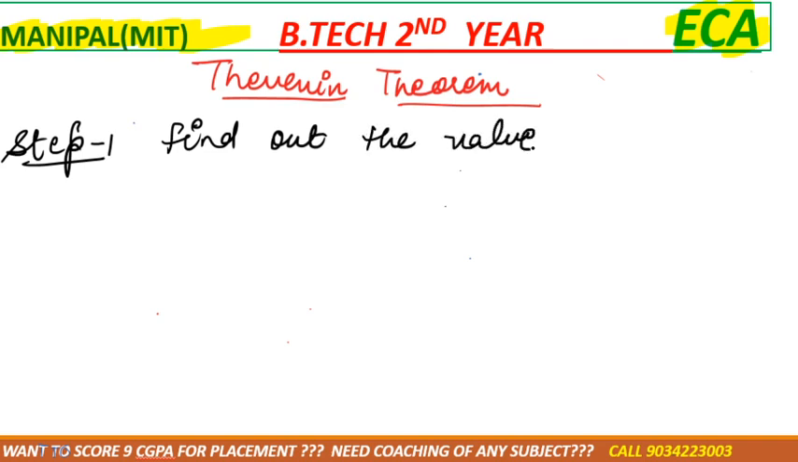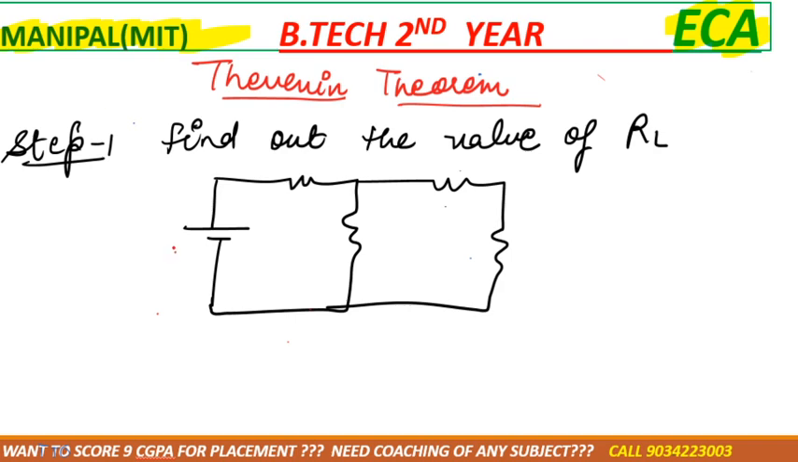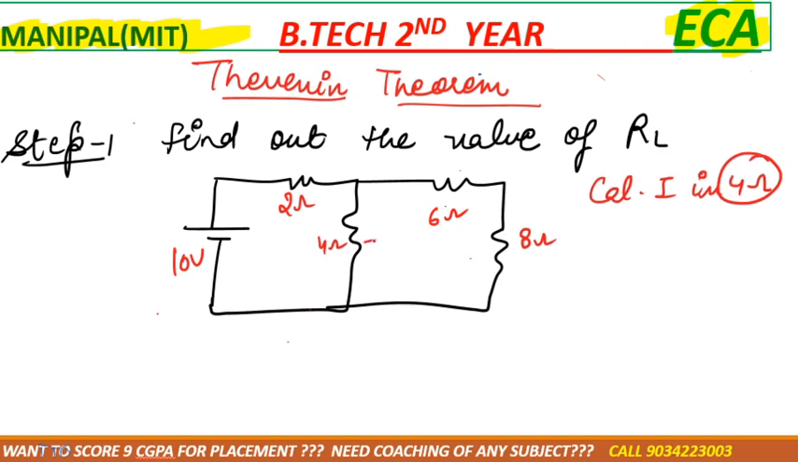Okay, the very first step is to find out the value of load resistance. What is load resistance? Basically, whichever branch we need to calculate the current in, that one is the load resistance. Suppose this is 10 volt, 2 ohm, 4 ohm, 6 ohm, 8 ohm, and they ask you to calculate the current in 4 ohm. Right, so 4 ohm is the load resistance.